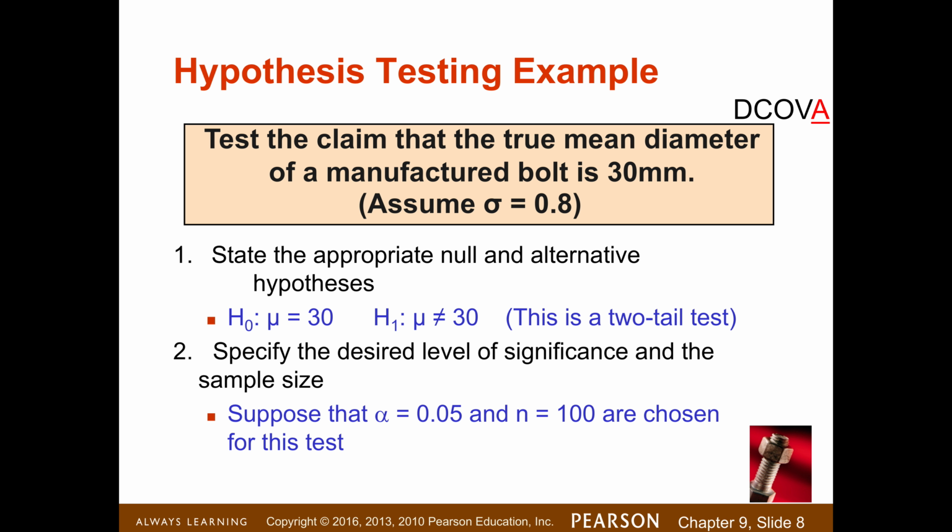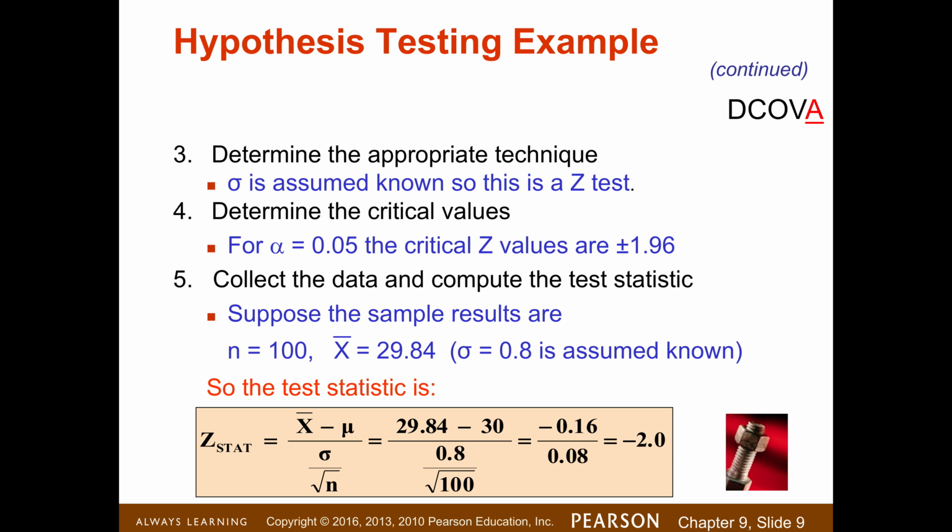Again, I've told you alpha is almost always 0.05, and they have decided to sample 100 bolts. Since the population standard deviation is known, this is a z-test, so we'll use the z-distribution. Again, mean 0, standard deviation 1. Determine the critical values. Guys, I'll show you how to do that in a future video, but for alpha equal 0.05, the critical z values are plus or minus 1.96.